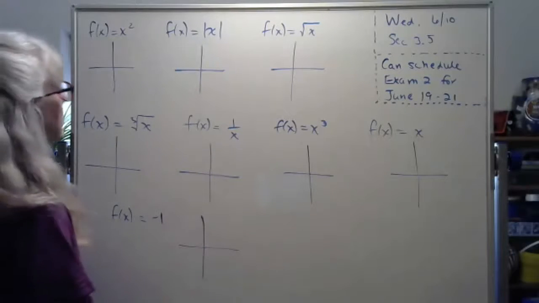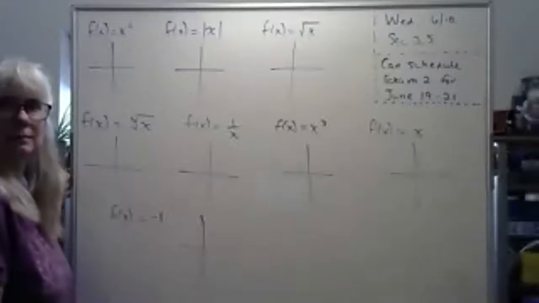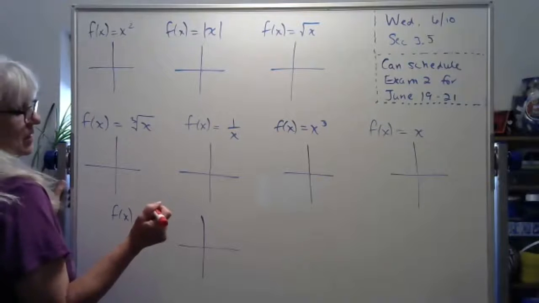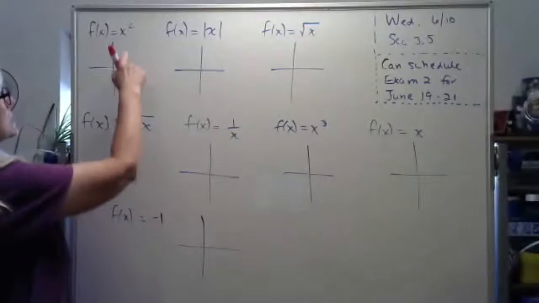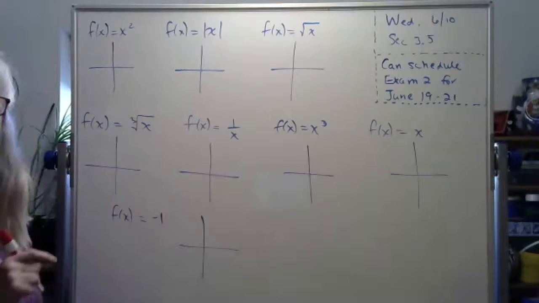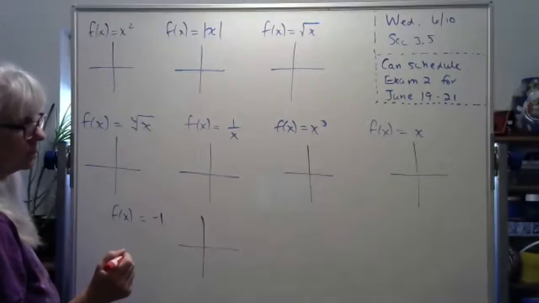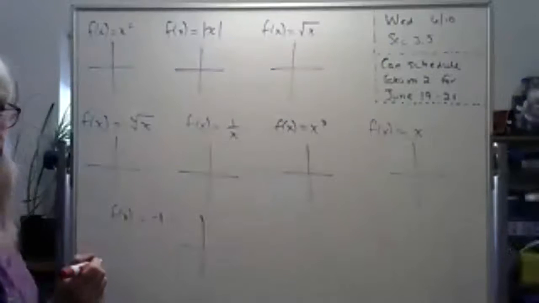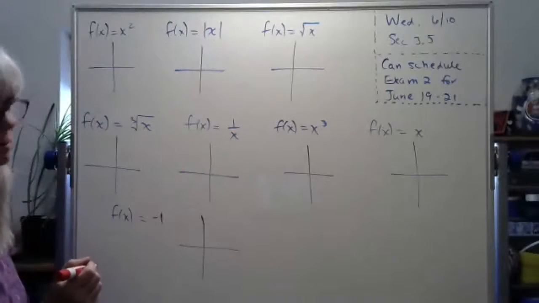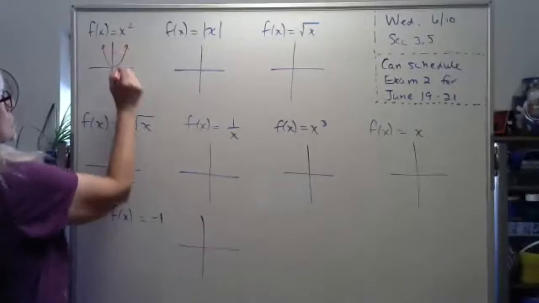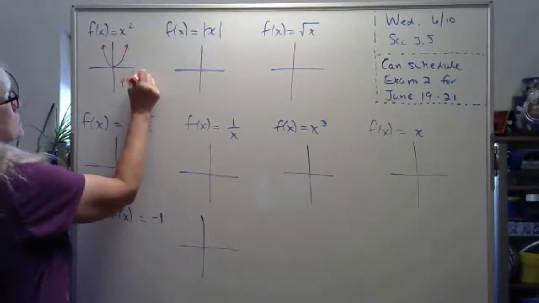Okay, is everybody good? I hope. So somebody describe to me what the graph of x squared looks like. What do we call that shape? The U-shape. Yeah, it's the U shape, and that's all I really care about is that you know it's a U shape.